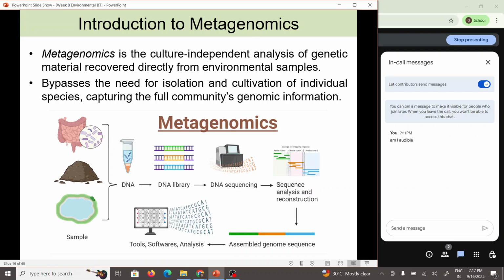After sequencing, we will have n number of data available. So we have to go for data analysis, which is a sequence analysis and reconstruction. After that, we have to go for assembling the genome sequences, and then we have to use the tools and software for analysis to identify and to classify organisms based on their taxonomy, to identify their metabolic potential and function. All this we can do using tools and software. So all these details we are going to look into in detail in the upcoming slides.